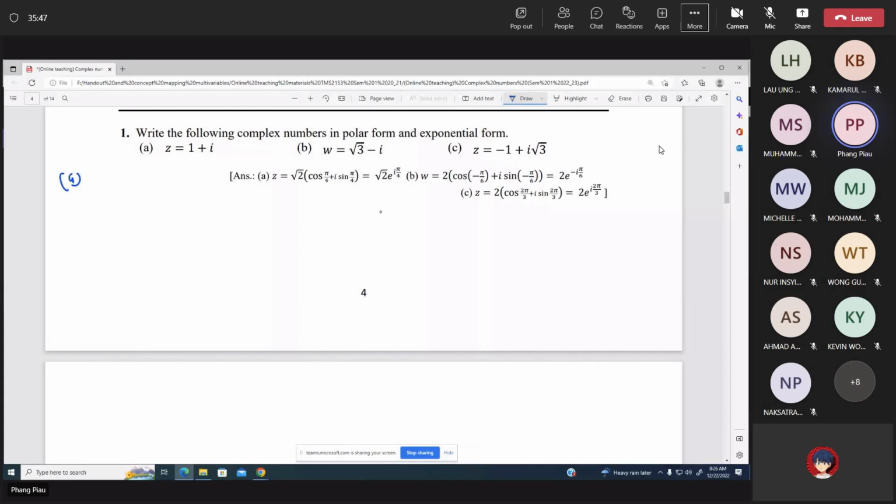So what you need to do here is, of course, to come up with a diagram. This is real, this is imaginary. This real tells you that it is 1. This imaginary also tells you that it is 1. So this is the Z. What you need to find is this R and this theta. The first quadrant is easier, but if it is in the second or other than the first quadrant, you have to be slightly careful.